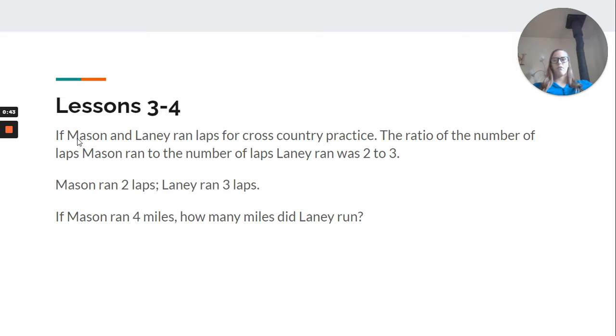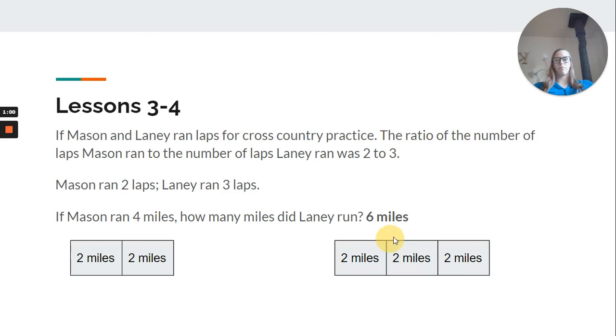We have lessons 3 and 4. Mason and Lainey ran laps for cross-country practice. The ratio of the number of laps Mason ran to the number of laps Lainey ran was 2 to 3. Mason ran 2 laps, Lainey ran 3 laps. So if Mason ran 4 miles, how many miles did Lainey run?